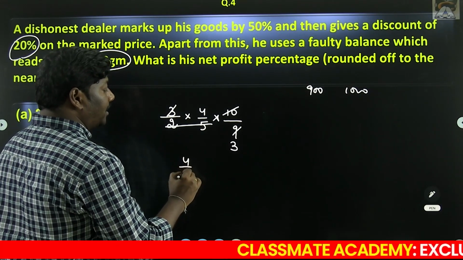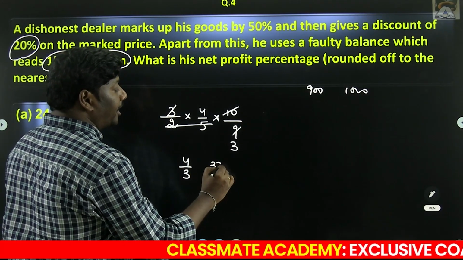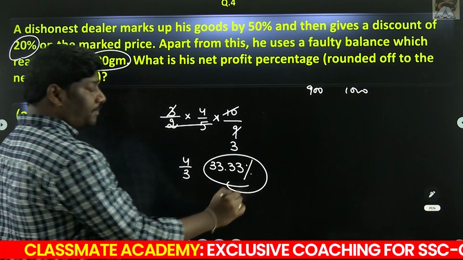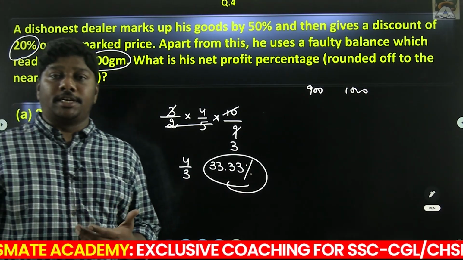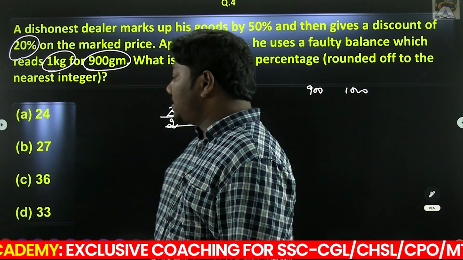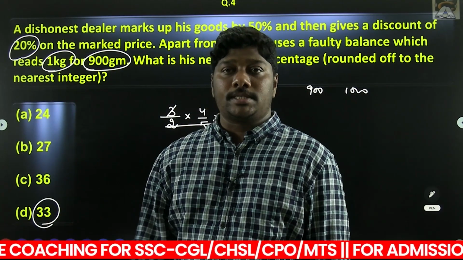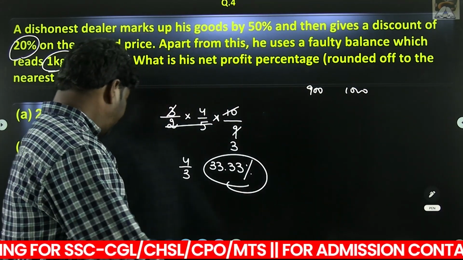What 4 by 3 indicates is 33.33% profit. But you round it up, you can say it is 33% profit. So look at the answer. Answer is 33% profit. So the profit is 33%.